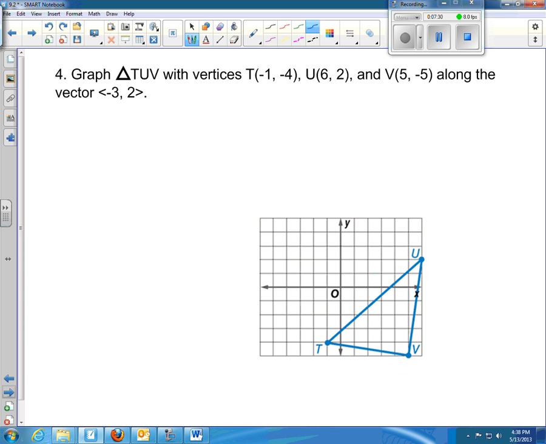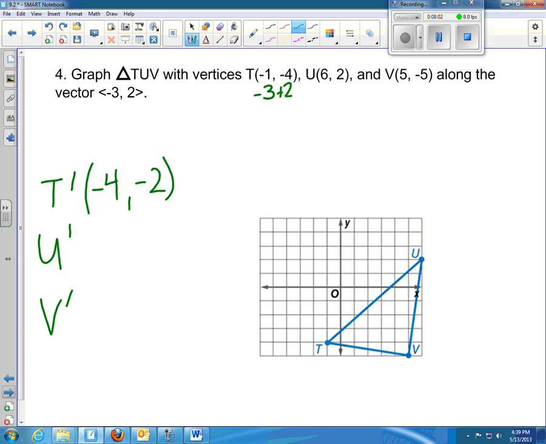All right, number 4, graph TUV with vertices at T, negative 1, negative 4, U, 6, 2, and V, 5, negative 5, along the vector of negative 3, 2. So here the pre-image is already done for you, so all you have to graph is the new image. So let's go ahead and find that together. T prime, U prime, V prime. So we're going to take T is negative 1 minus 3 gives us negative 4. 4 plus 2 gives us negative 2.